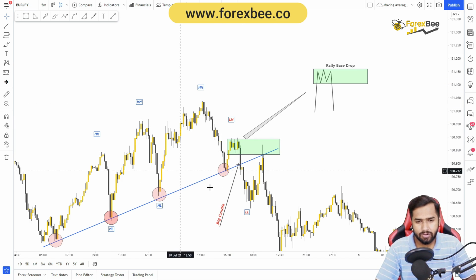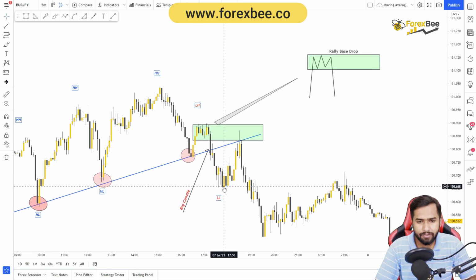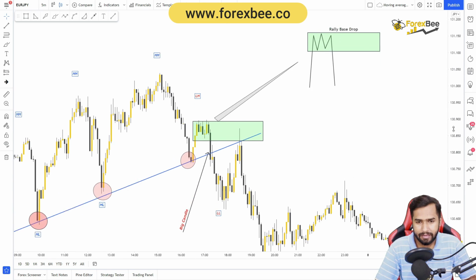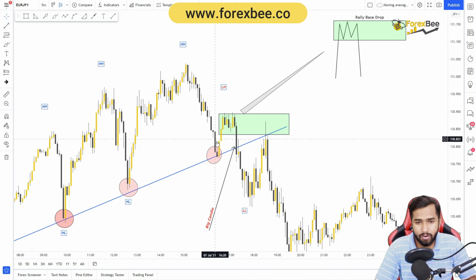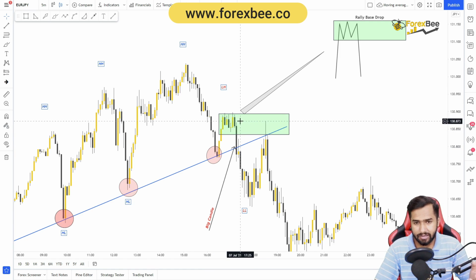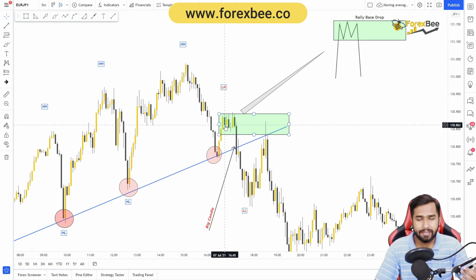Okay, another thing we should look for is that you can also spot a supply zone here, which is basically our rally base drop supply zone. Okay, so there's also a formation of a supply zone here. This is another indication that the reversal is going to happen, because after the supply zone the market goes down. There's more supply than demand, basically.